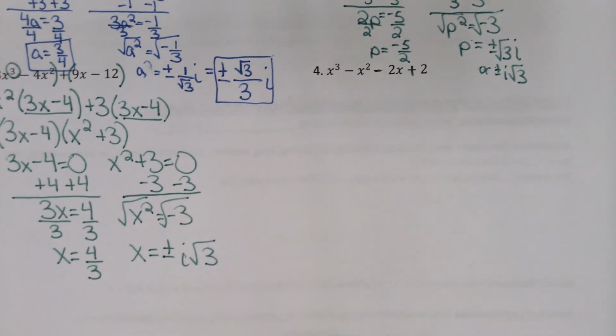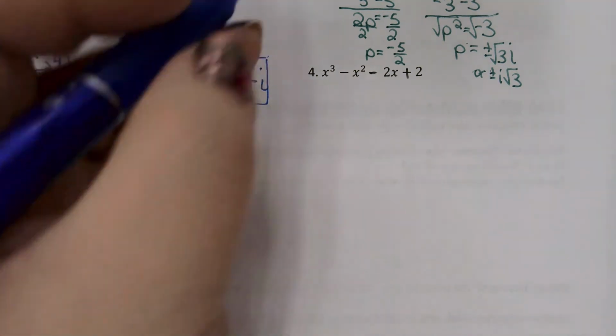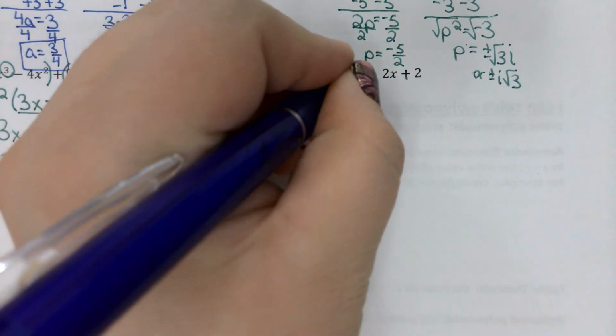Now number 4 looks probably or maybe a little different on your page. So make sure that you change the signs to match what's there. Otherwise it won't make sense for you. So I see 4 terms. So factoring by grouping is a good fit. We'll split them into 2 groups.